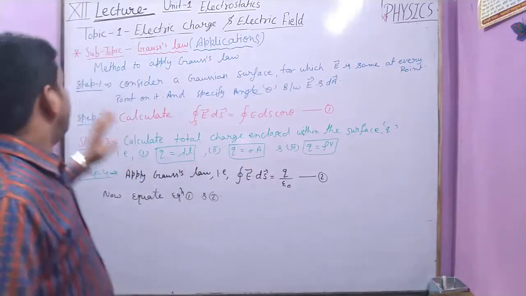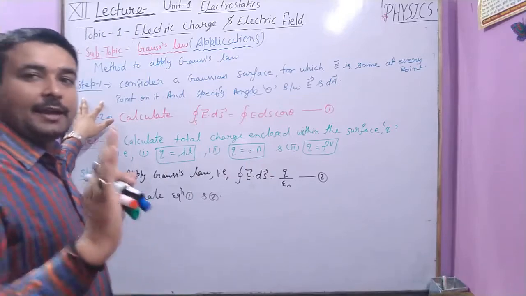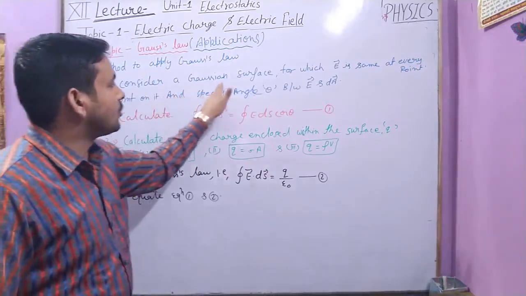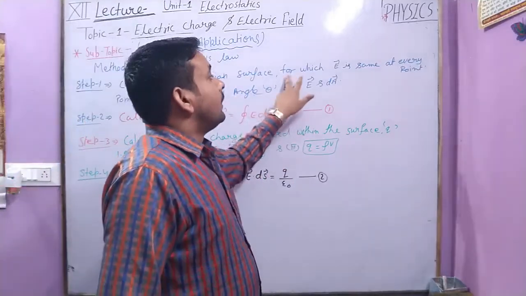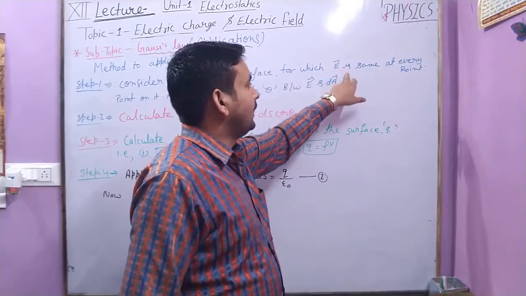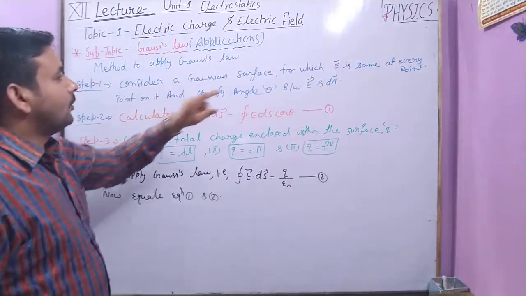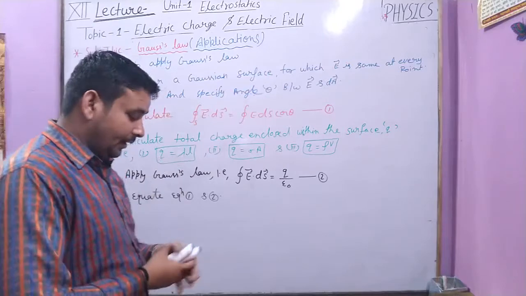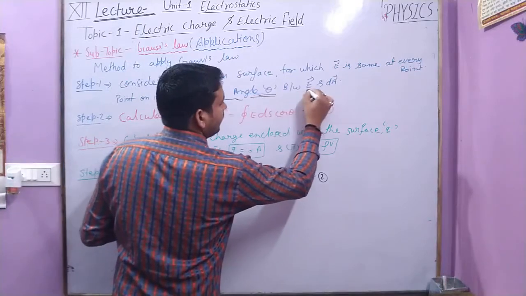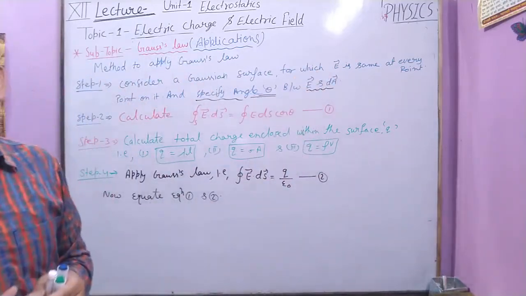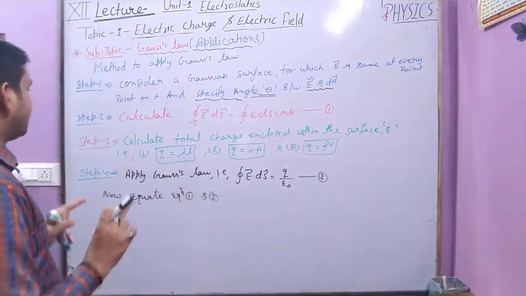the simple four steps. First step is, for any kind of distribution, consider a Gaussian surface, and as you know, the speciality of a Gaussian surface is that the value of electric field is the same at every point on the surface, and specify the angle between E and dA, vector E and vector A, that means the orientation.